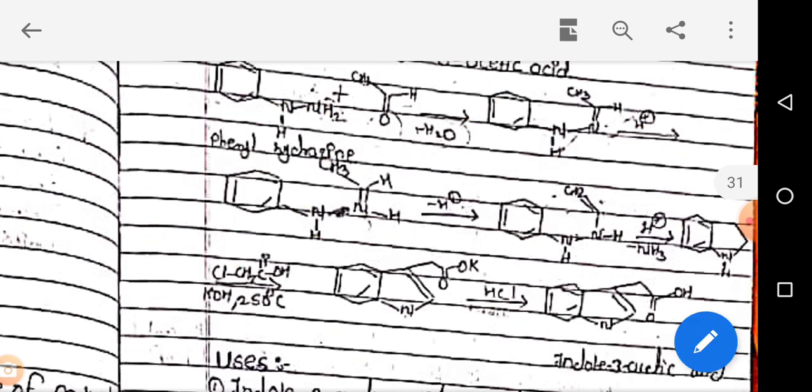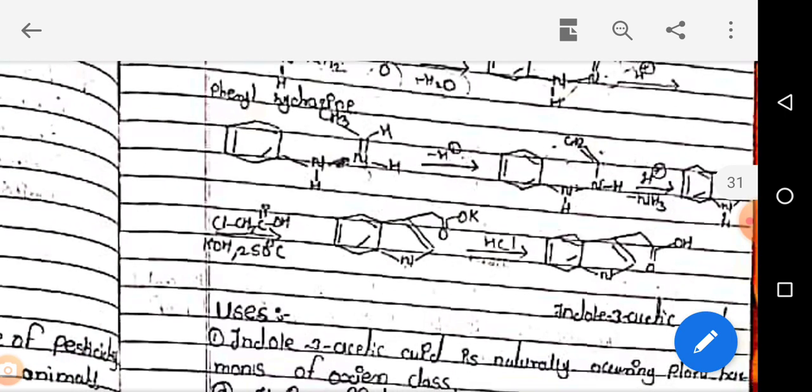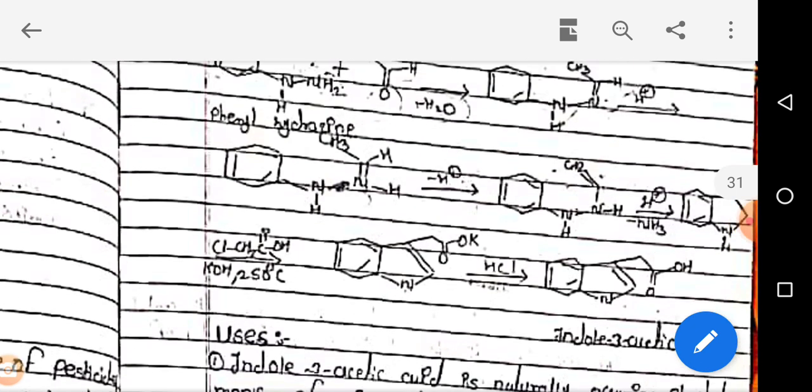This is the structure, with CH2 C double bond OH attached here. You can easily see the ClCH2 OH adding on the indole ring. We will get the CH2 attached on the indole ring, so we will get the final product. In this way, we can easily make the product indole 3 acetic acid.